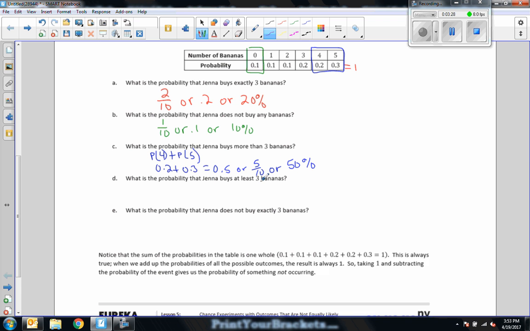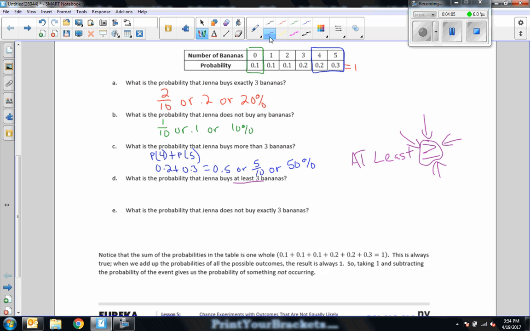D. What is the probability that Jenna buys at least 3 bananas? Okay, at least 3. What does at least mean? At least means greater than or equal to. Many of you did not use this knowledge on the test we just took, and you don't know your inequality symbols. I asked for an inequality, and I said at least, and people don't know this. At least means greater than or equal. Greater than or equal means at least.